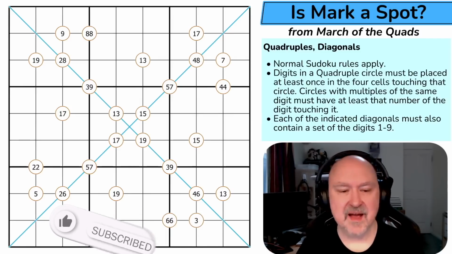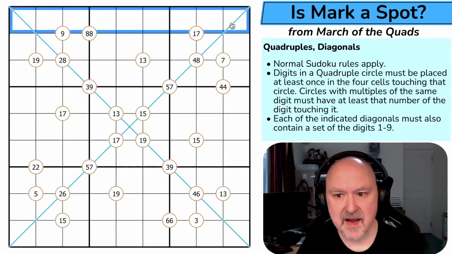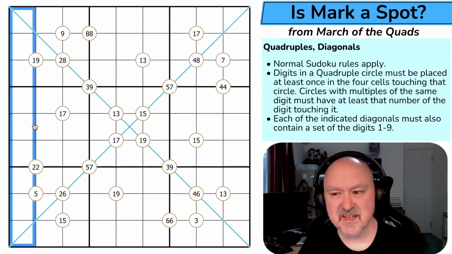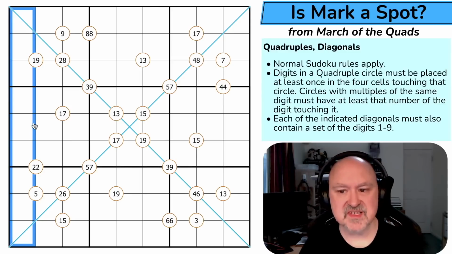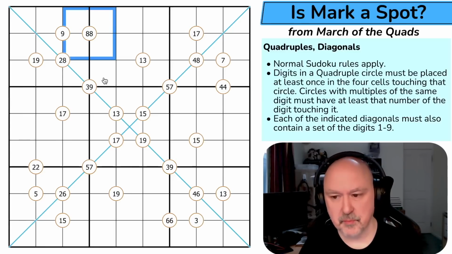So we have normal Sudoku rules apply. In every box, in every row, and in every column, the digits 1 to 9 must be placed without repetition. Digits in a quadruple circle must be placed at least once in the 4 cells touching that circle. Circles with multiples of the same digit must have at least that number of the digit touching it. So for example, this has 2 8s in it. There must be 2 8s touching this quadruple circle.